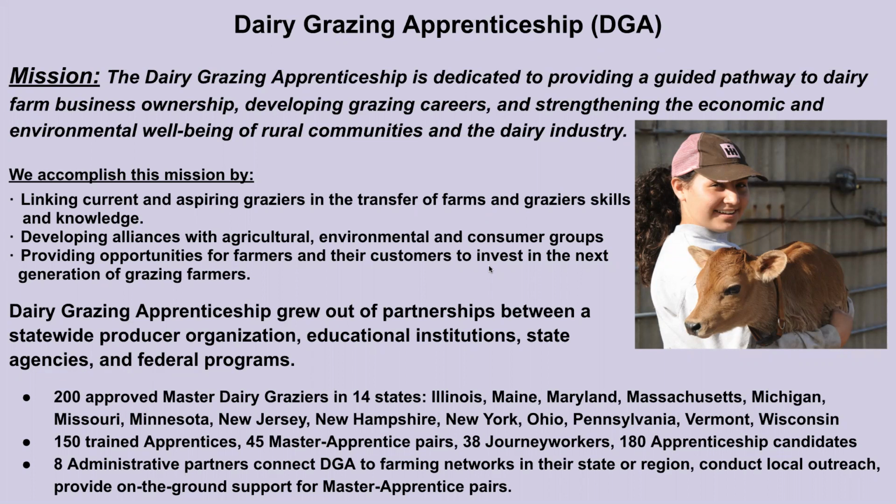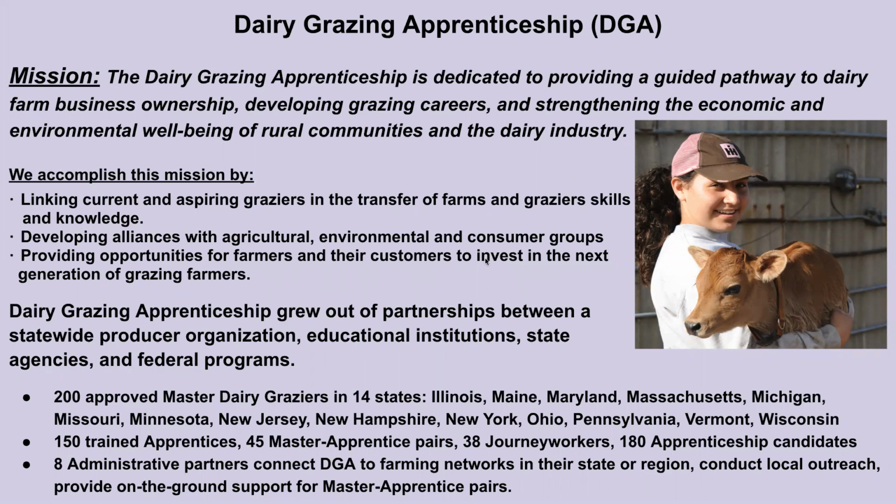Currently, we have 200 master dairy grazers in 14 states. Not all of them are paired with an apprentice. Some are just seeking an apprentice, some have apprentices, and some have become master dairy grazers in our program so that they have the opportunity to take on an apprentice. You can see the states listed here where we have administrative partners.